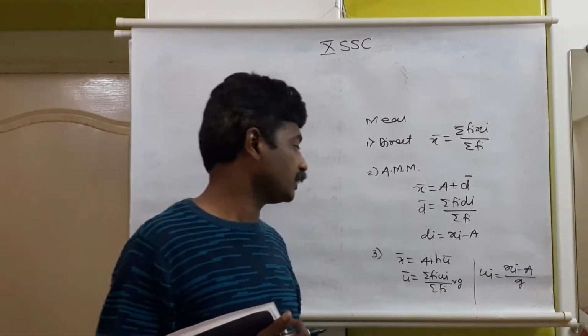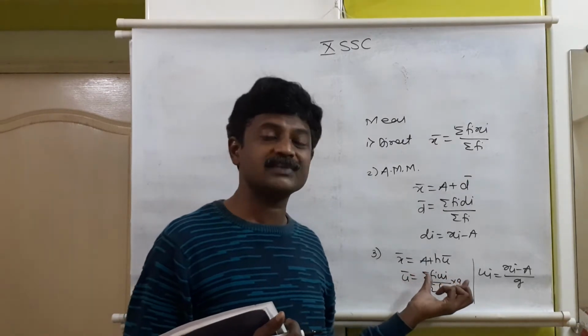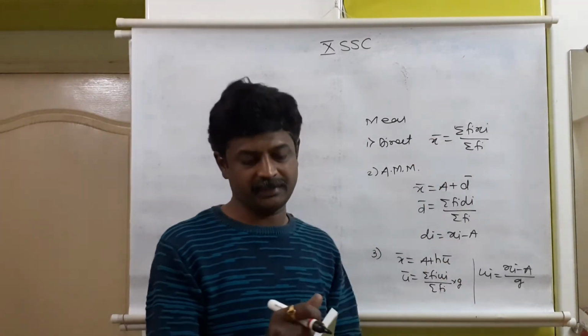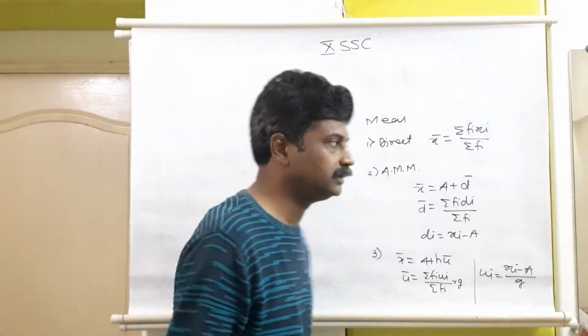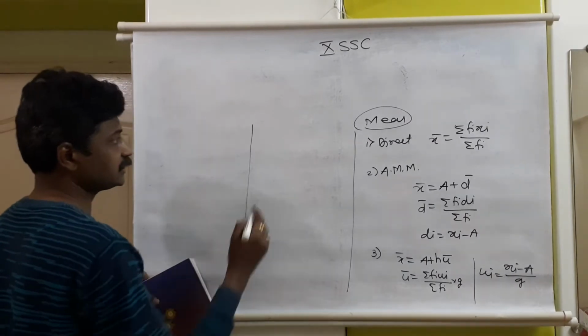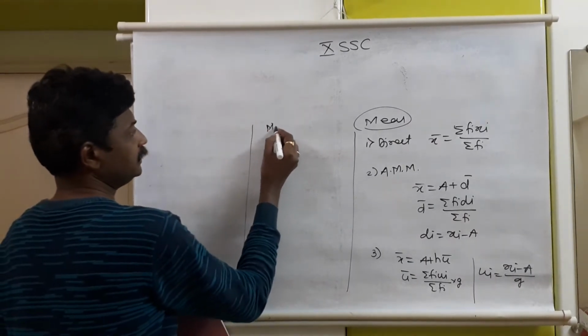So in this way we can find the mean by the direct method, the assumed mean method, and the step deviation method. This is the first central tendency, that is mean. The second central tendency is median.